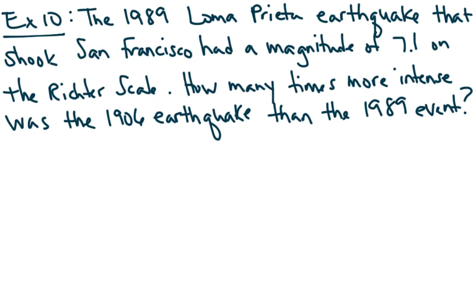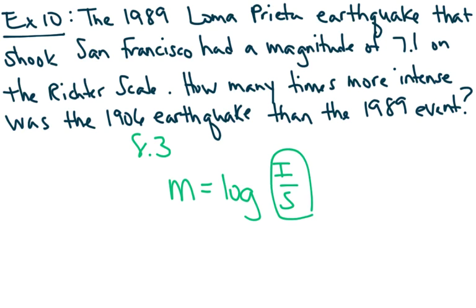In problem number 10, the 1989 Loma Prieta earthquake that shook San Francisco had a magnitude of 7.1 on the Richter scale. How many times more intense was the 1906 earthquake than the 1989 event? So remember, we said the 1906 earthquake was 8.3 on the Richter scale. I'm going to do this differently from the way the book does it because they do it in a silly method. So the magnitude, which is the log of I over S, remember, this is the intensity divided by the standard intensity. So we really don't care about the standard intensity.